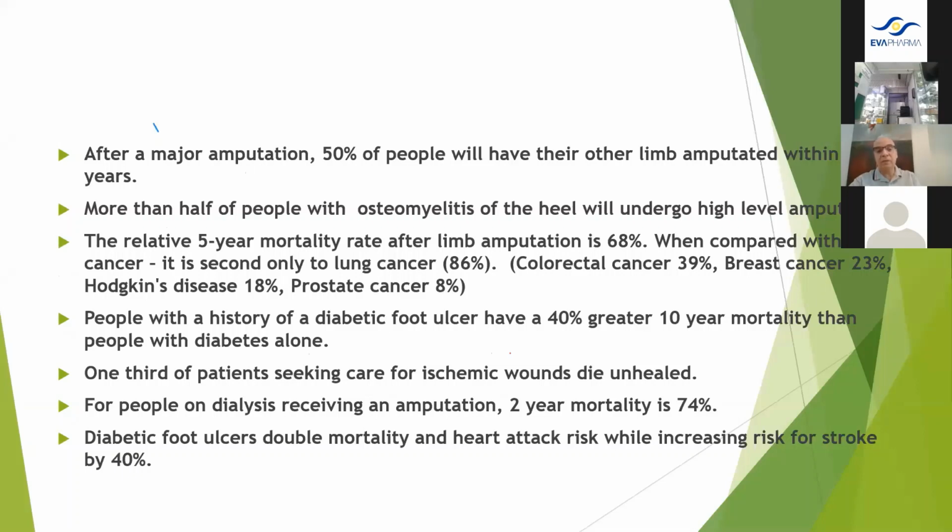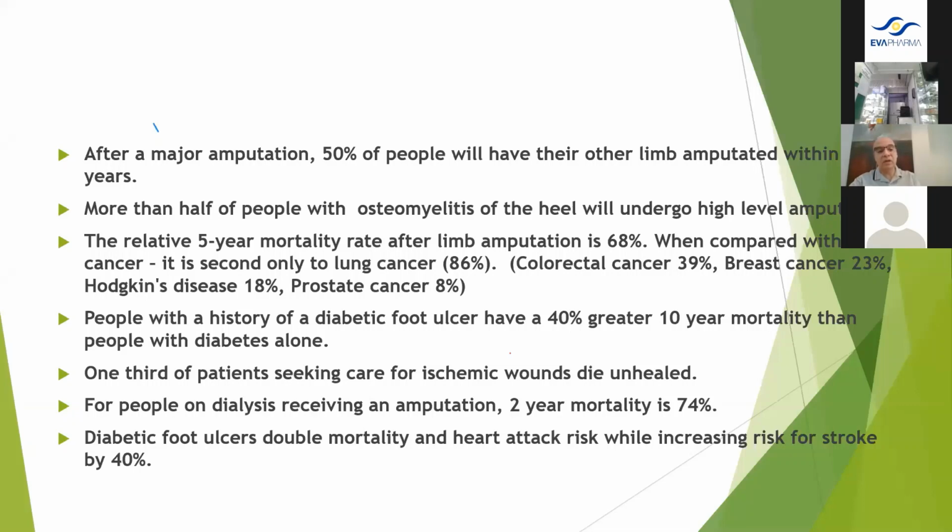More than half of the people with osteomyelitis of the heel will undergo high-level amputation. All these facts, as you see, are pessimistic facts. The relative 5-year mortality rate after limb amputation is 68%. When compared with cancer, it is second only to lung cancer, which is 86%. Other cancers are less: 39% in colorectal cancer, breast cancer 23%, Hodgkin 18%, prostate 8%. So the mortality rate is very high, compared even to cancer.